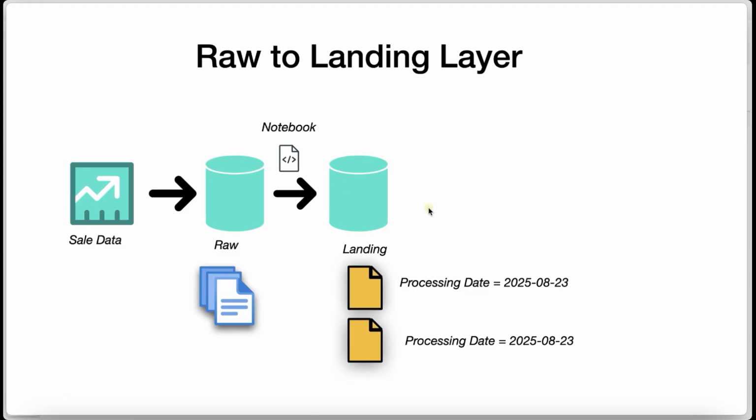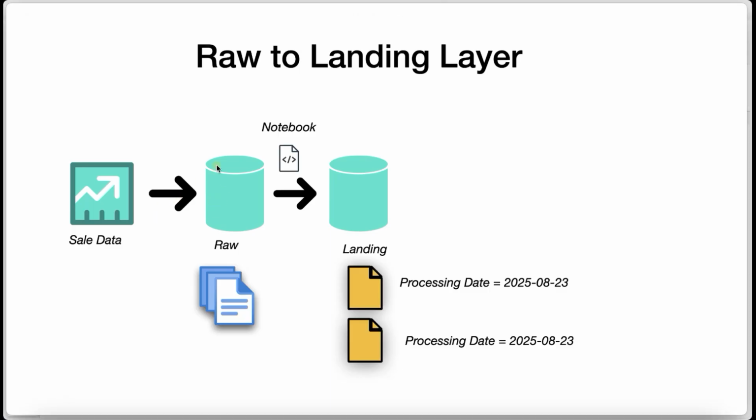For example, if today is 23rd August 2025, then one file will be created with the name of today's date inside this folder and will store the sales transactions for that month. We will also add the processing date column into the data so that we can always track when the data was ingested. So let us quickly walk through the steps.